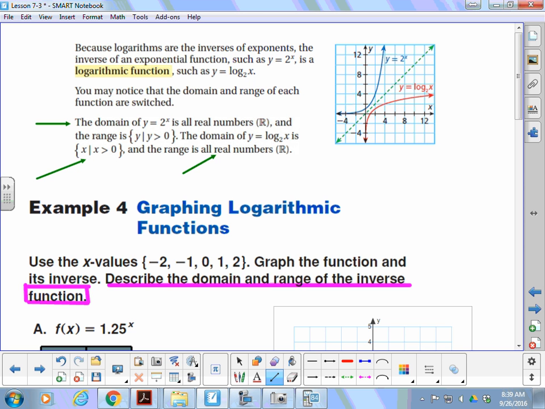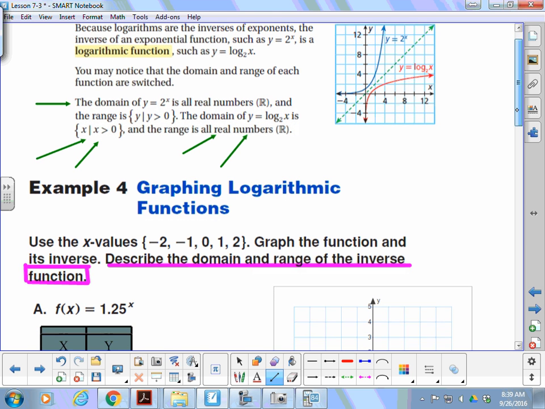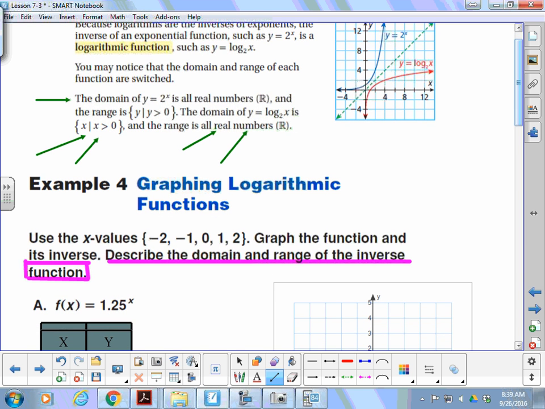So for what we're doing today and just about this whole rest of this chapter, when we're talking about domain and range for logarithms, almost always, if it's working with a function, the domain is x is greater than 0 and the range is all real numbers. All the time, when we're talking about a function. So you can look at the graph of y equals log base 2 of x. It starts at the y-axis and goes to the right.